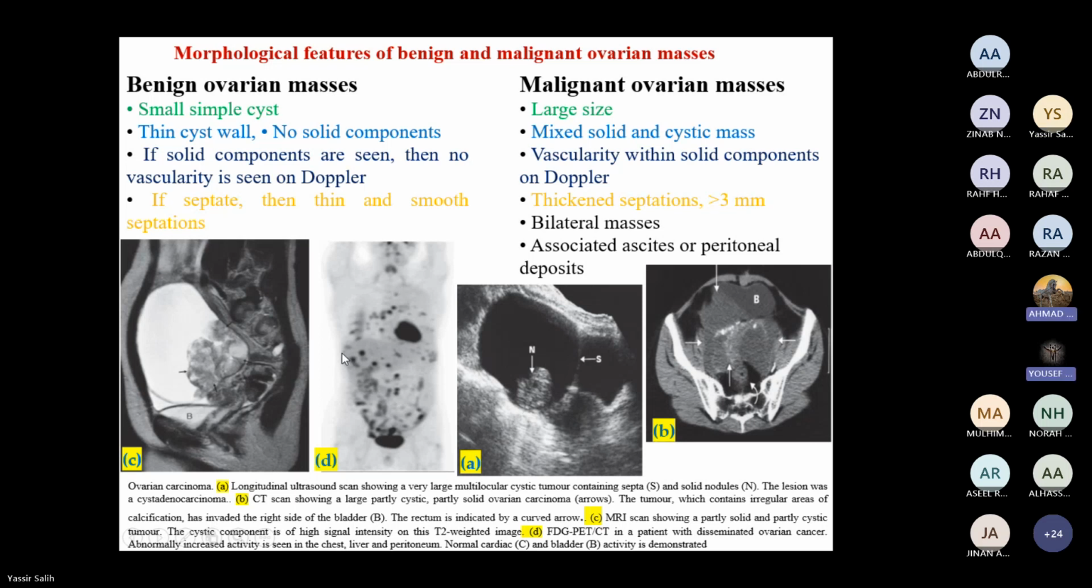What is this? PET scan. What do you see? First, what is this? Stomach? No. Gallbladder? No. Heart. Yes, this is the heart. And what is this? Urinary bladder. You know that the heart and urinary bladder can show increased uptake normally.